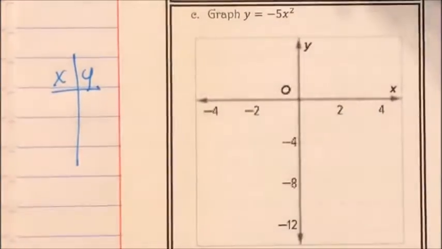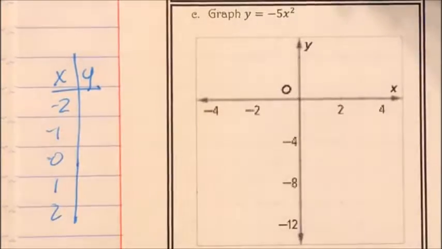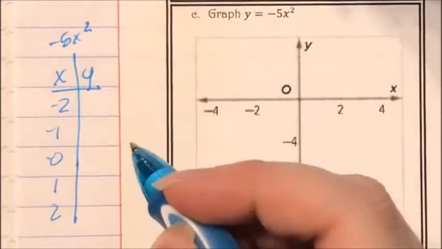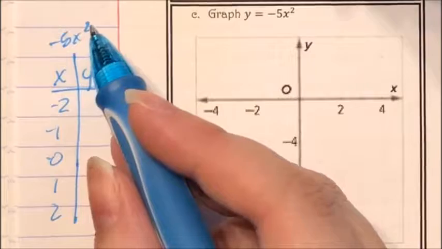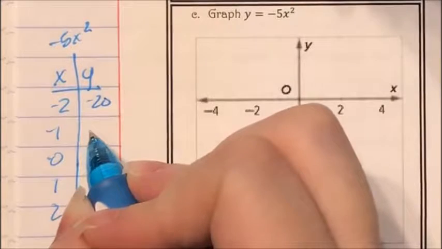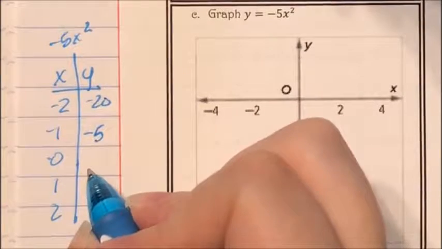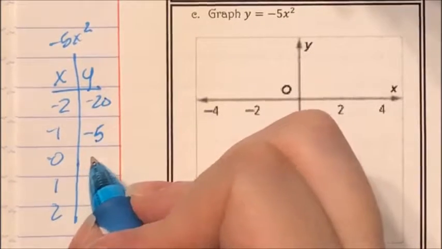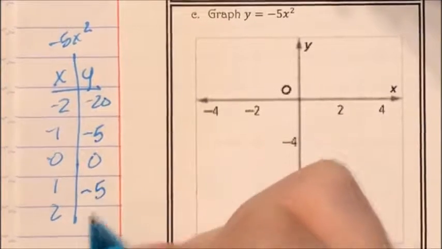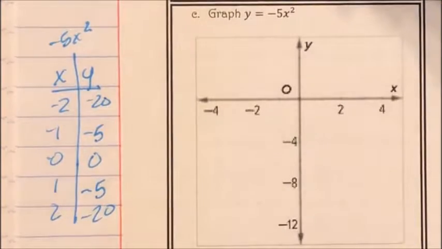X and Y. Okay, I'm going to pick 5 points. So now I have -5x squared. The negative tells me it's going to open downward. Now -2 squared is 4, 4 times negative 5 is negative 20. Negative 1 squared is 1 times negative 5 is negative 5. 0 squared is 0 times negative 5 is 0. 1 squared is 1 times negative 5 is negative 5. 2 squared is 4 times negative 5 gives me negative 20.